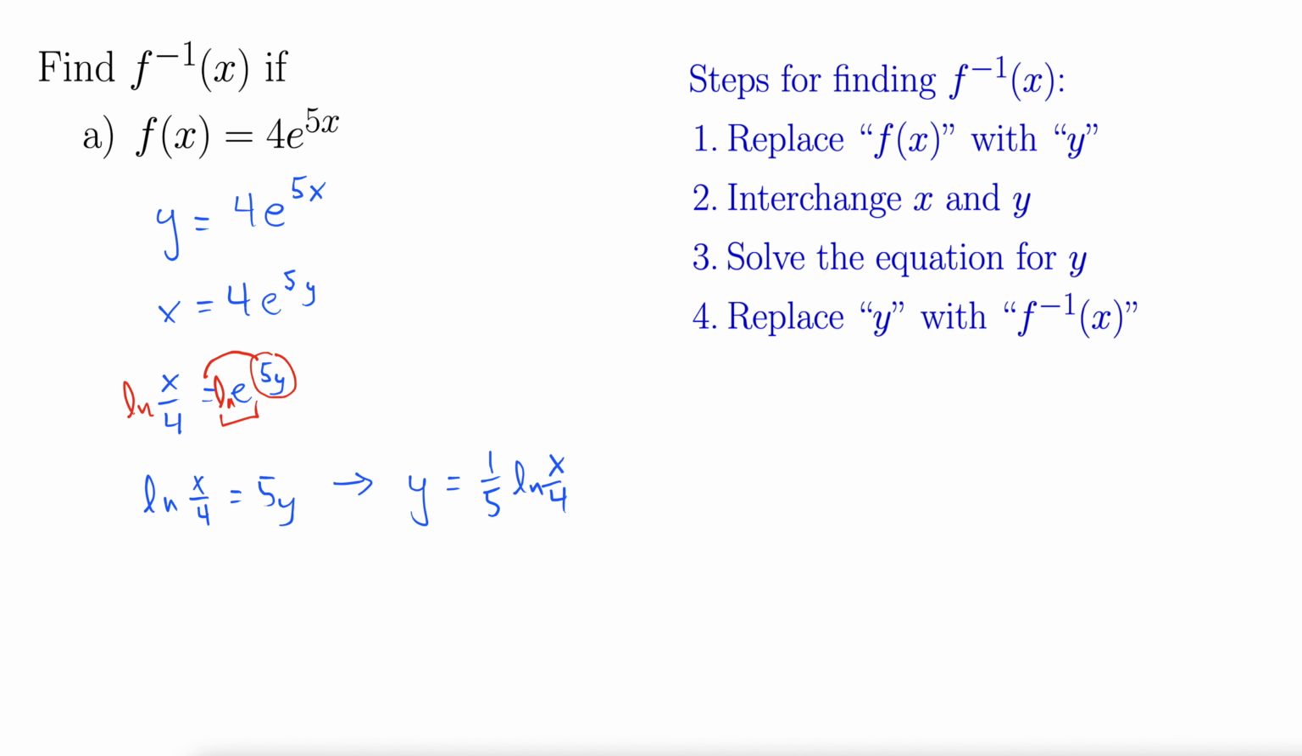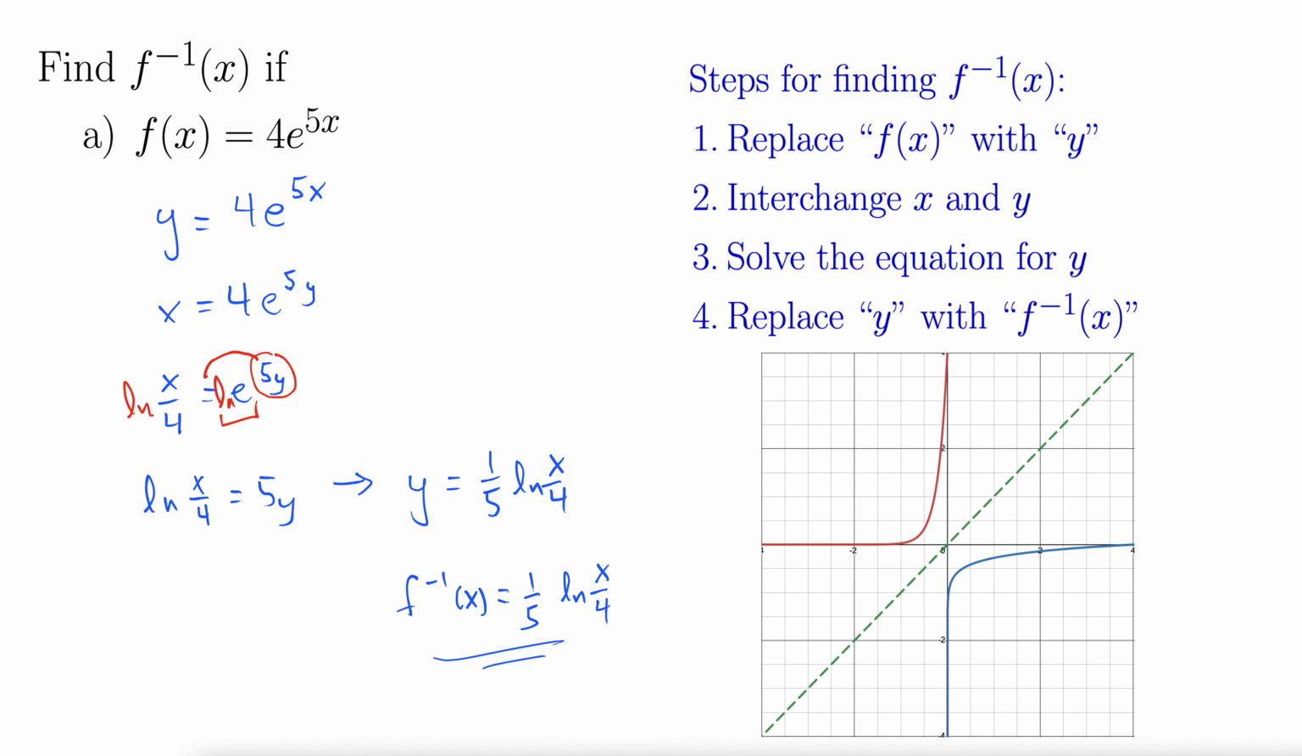Finally, for step 4, replace y with f inverse of x. So what we have found is indeed the inverse of f. So we just write this as f inverse of x equals 1/5 natural log of x over 4. There's the inverse. Let's take a look at the graph of this function and its inverse together on the same set of axes.